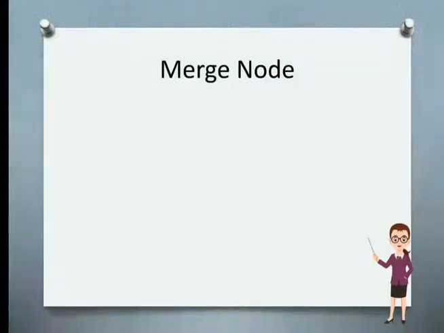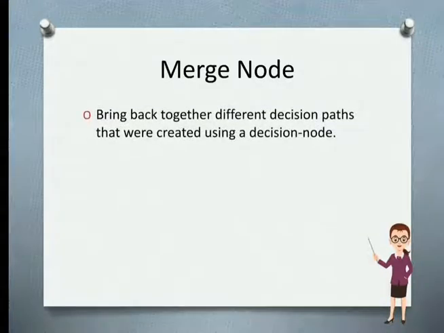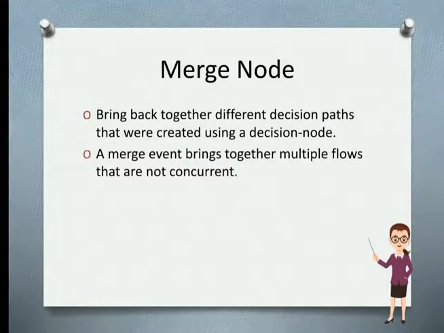So a merge node is the opposite of a decision node. It has multiple input flows and a single output flow. The merge point simply takes any token along some incoming input flow and makes it available on the outgoing edge. A merge node brings back together different decision paths into a single node, right? So different decisions are there: available, not available, order rejected, accepted. To merge these things we require a merge node.